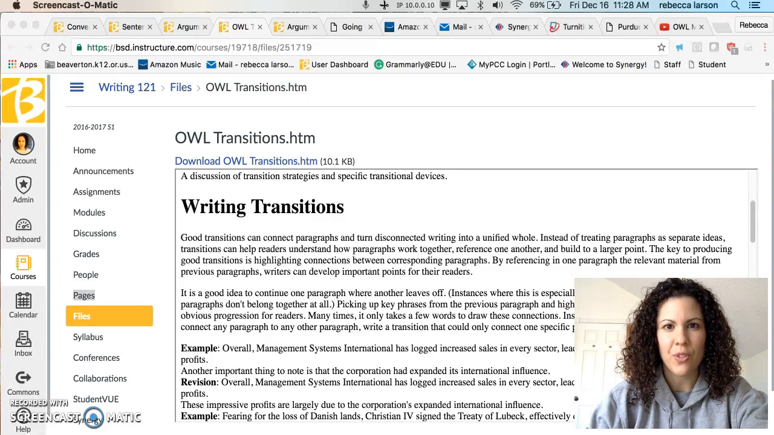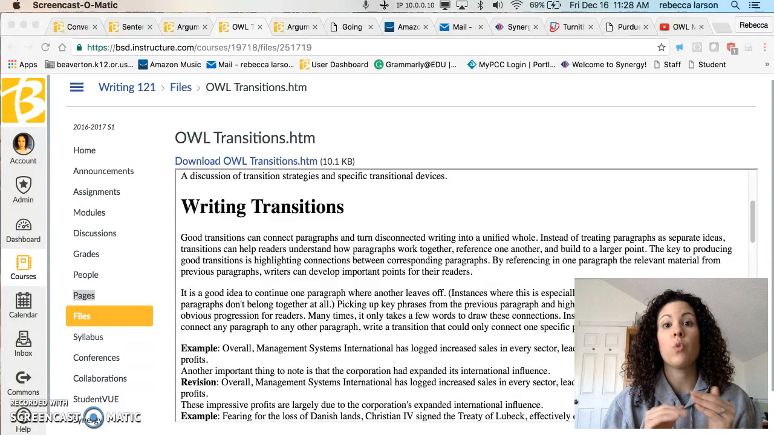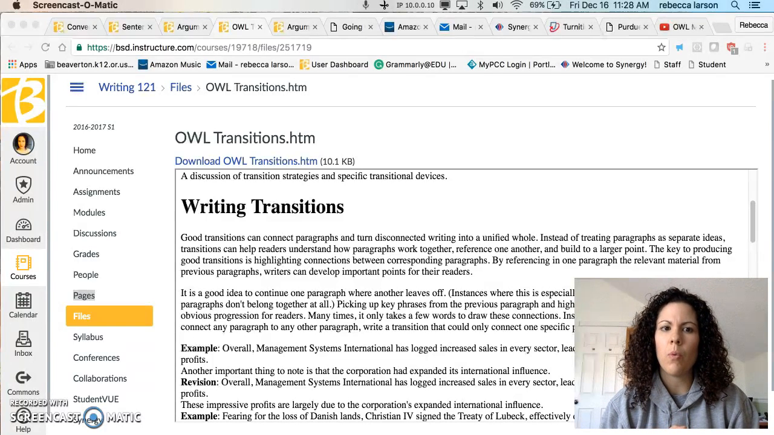Hi guys, I want to talk to you a little bit about transitions. So I've noticed a couple of things. One is transitioning between paragraphs, and the other is transitioning within your paragraph. So this trick will work both ways.